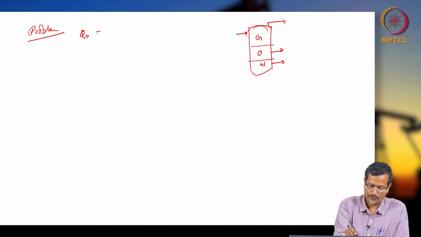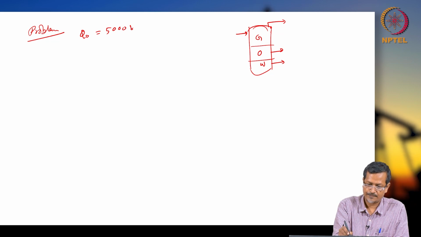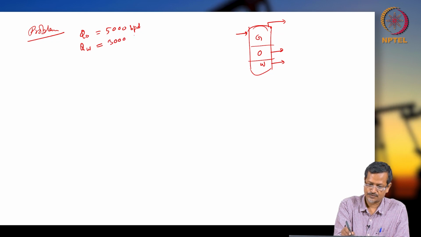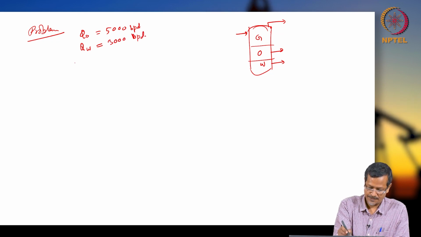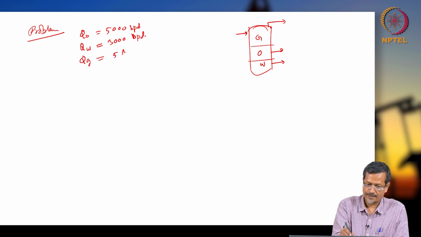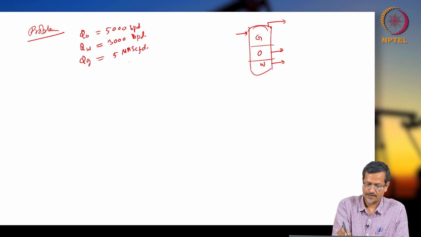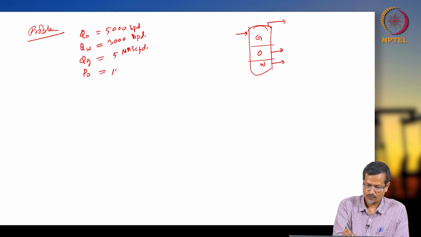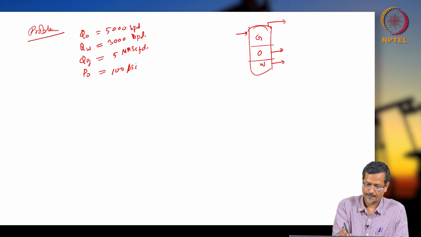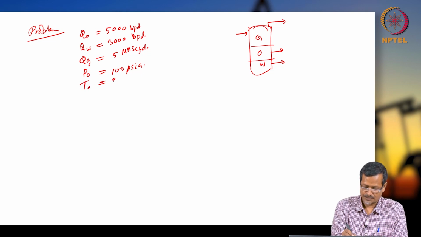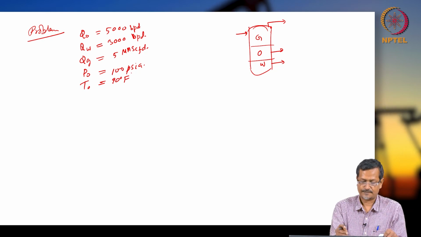The oil flow rate is 5000 BPD. The water flow rate is 3000 BPD. The gas flow rate is 5 mmSCFD. The operating pressure is given as 100 psi, and the operating temperature is 90 °F.